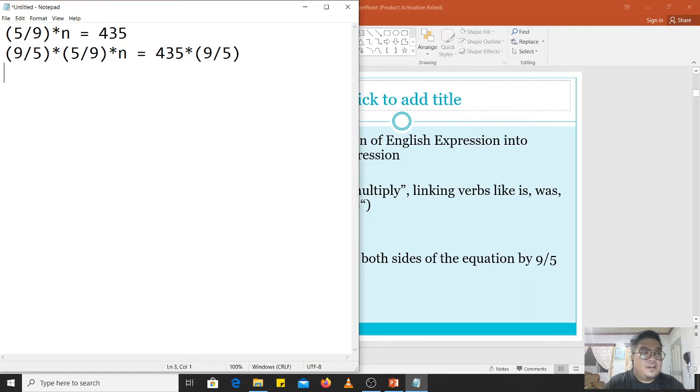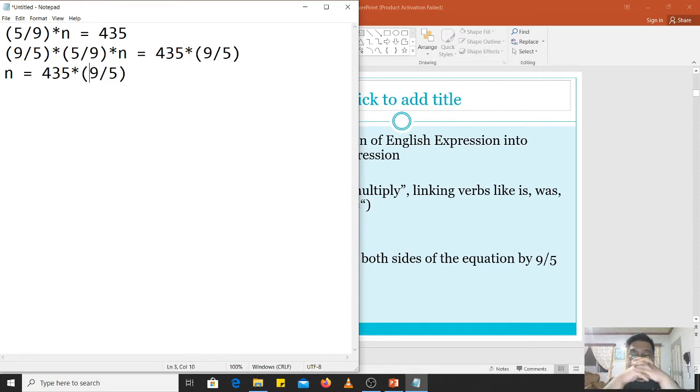Okay, so ito ngayon, magka-cancel na ito. Mawawala na yan. Kasi 5 over 9 multiplied by 9 over 5, that's equal to 1. So, matitira dito sa baba, n na lang. Sa right side, it's 435 times 9 divided by 5. Okay? Malagyan natin yung parenthesis.